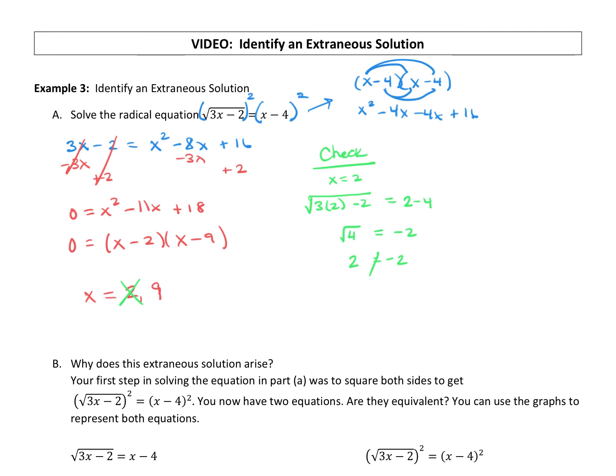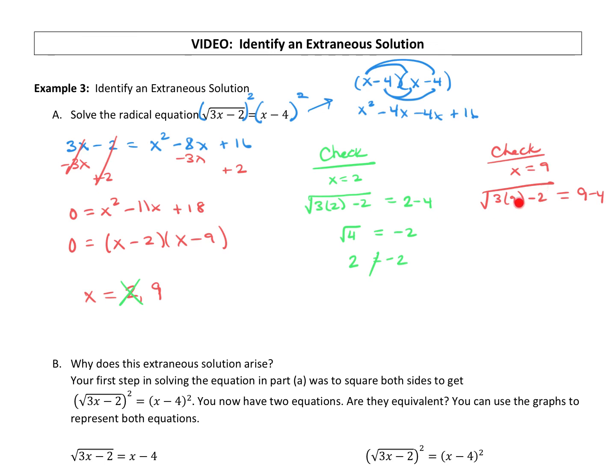That does not automatically mean that 9 is a solution. We have to check to see if 9 works as well. So we're going to do one more check. This time we're going to check to see if x equals 9. So we go back to the original equation. We have the square root of 3 times 9 minus 2. We want to know if that's equal to 9 minus 4. Again, just simplify your sides separately and see if you get a true statement.